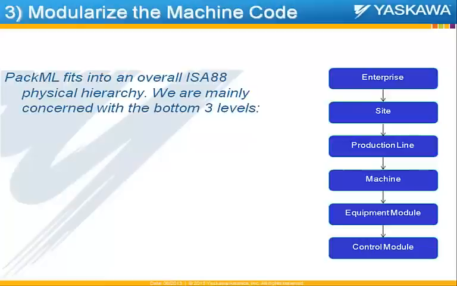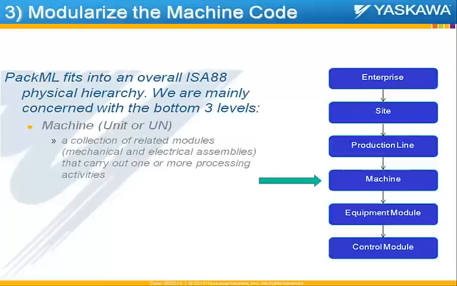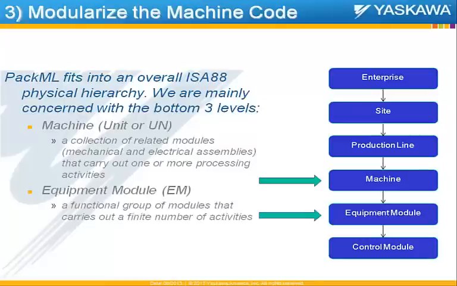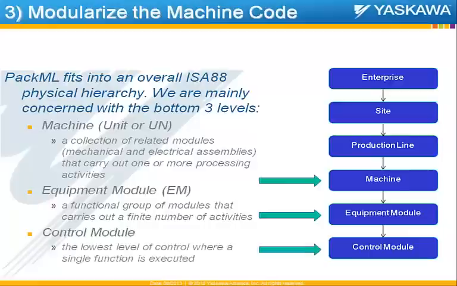But for the purpose of our coding, we're mainly concerned with the bottom three levels, starting at the machine, which is known as a unit or a unit machine. Inside the machine, you have one or more functional modules. We call those equipment modules. And those carry out some sort of finite number of activities. And then within the equipment module is what's called a control module. Technically the lowest level of control, where a single function is executed.